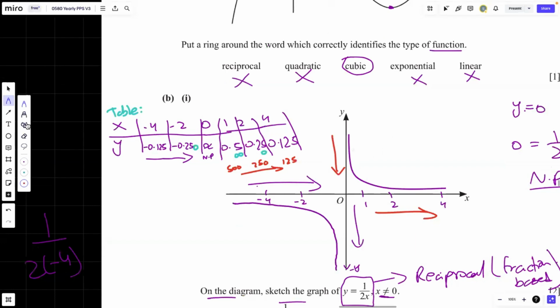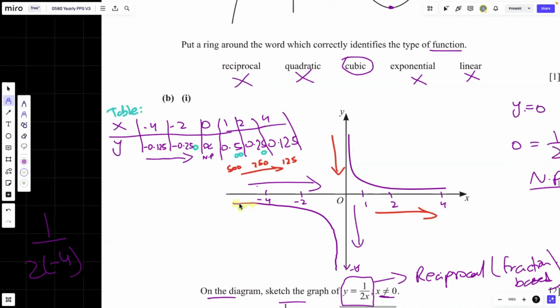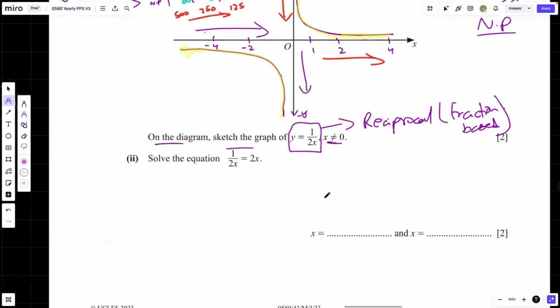So the final curve, I'll just shade that up with the red. It's going to be this and this, but it won't touch the x axis or the y axis. That's your curve for this graph.